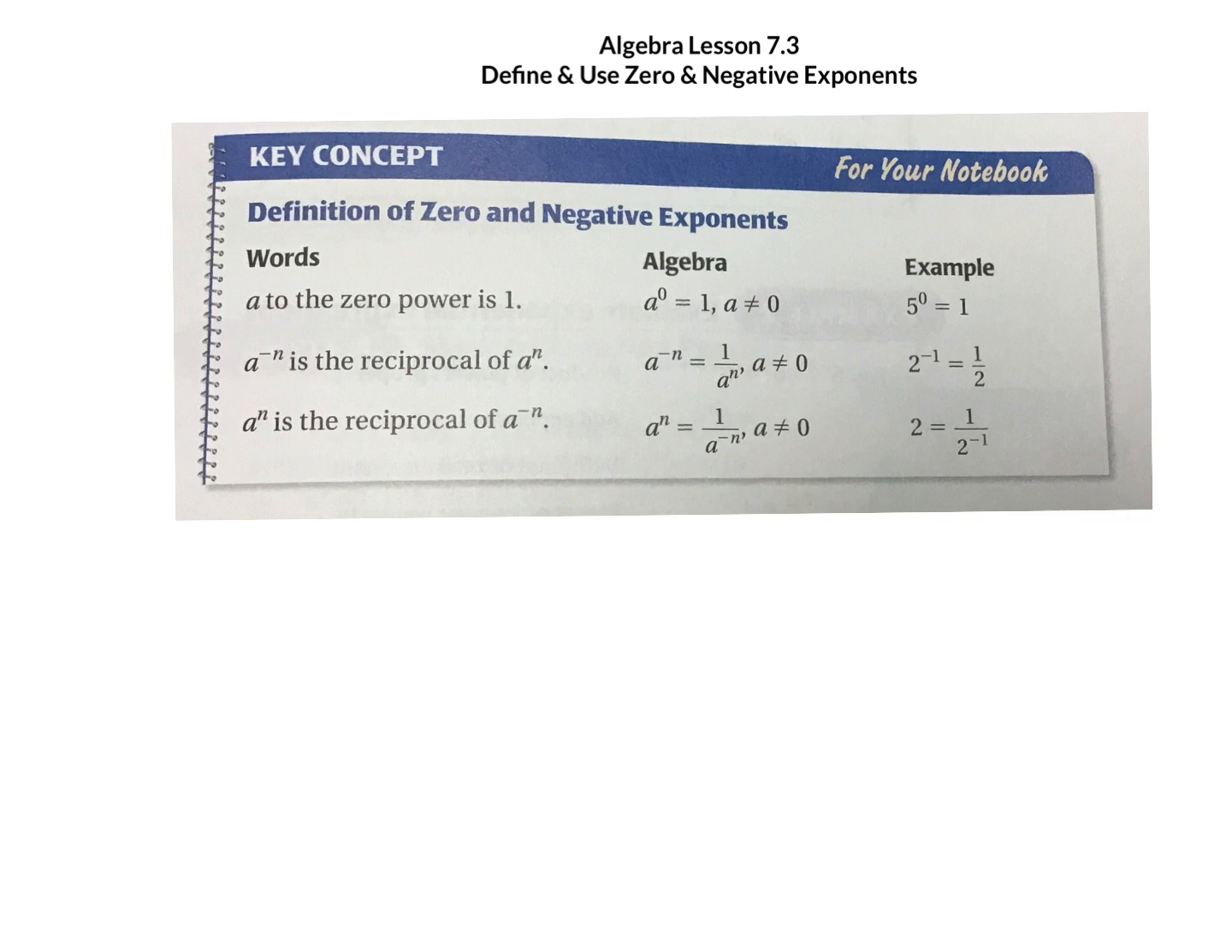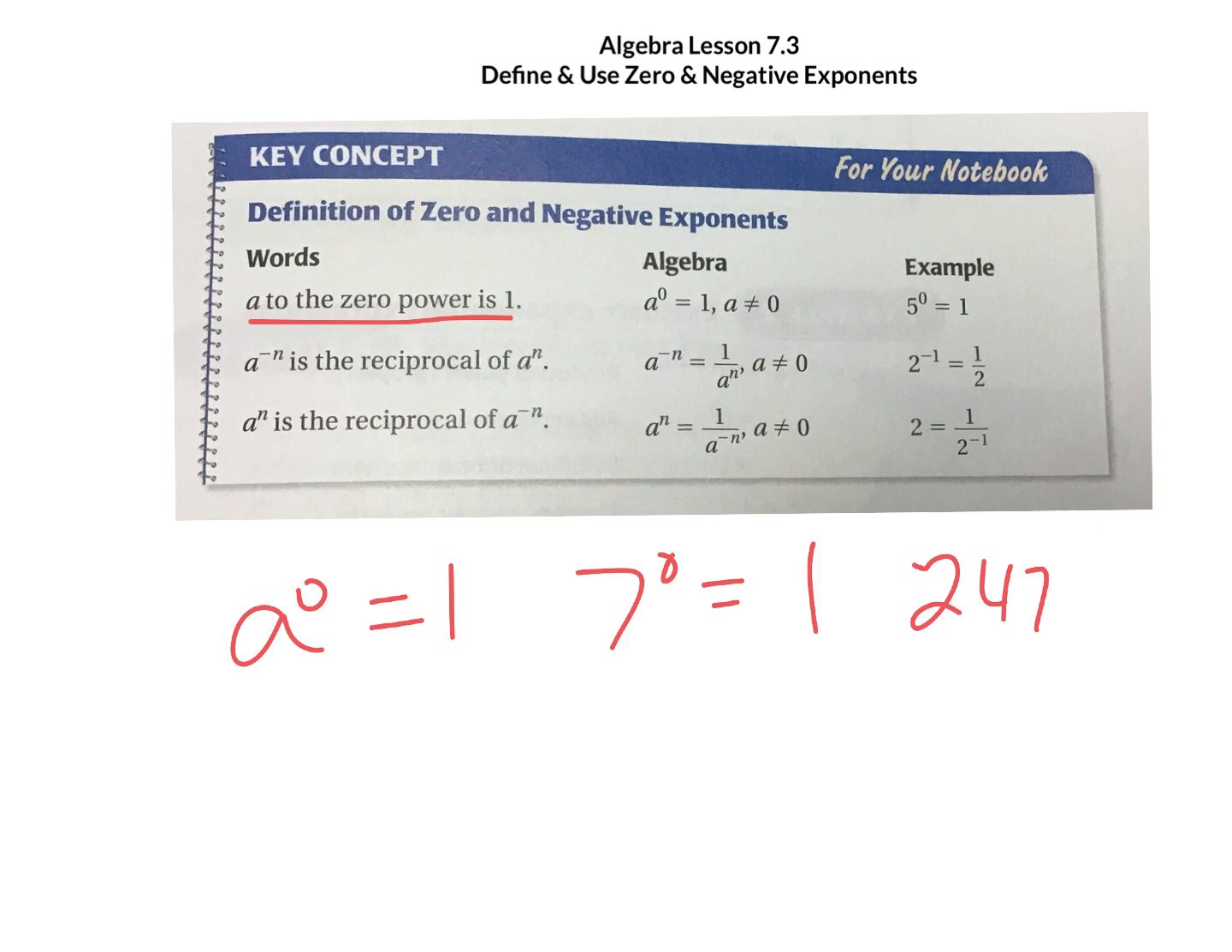So for instance, look at the first one here, A. Any number to the power of 0 is 1. So anytime I write a number and put it to the power of 0, it equals 1. If I say 7 to the power of 0, the answer is 1. If I say 247.5 to the power of 0, it equals 1. It always equals 1. That's just a rule you have to memorize.